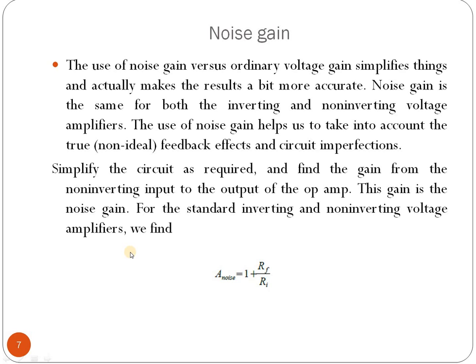This is not the same as the ordinary voltage gain, but for both the inverting and non-inverting voltage amplifier, the noise gain is the same. The equation is A noise equals 1 plus Rf by Ri. We know that for inverting and non-inverting amplifiers the normal voltage gain is different, but when we calculate the noise gain, for both cases it is 1 plus Rf by Ri.